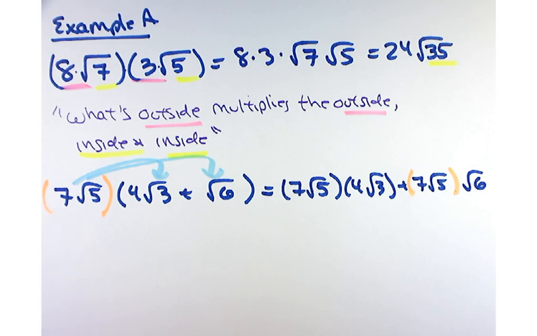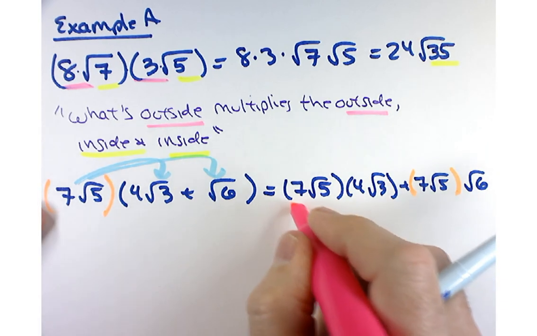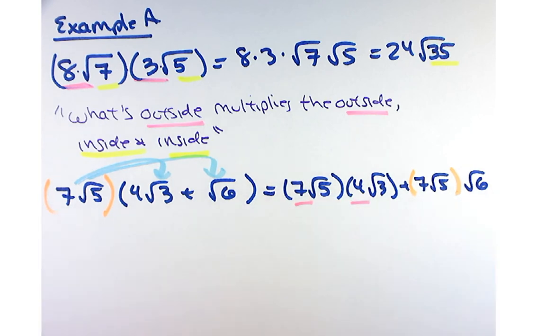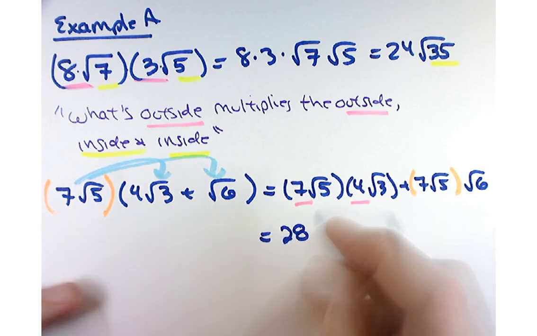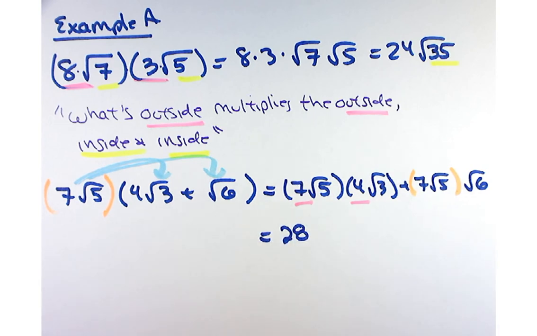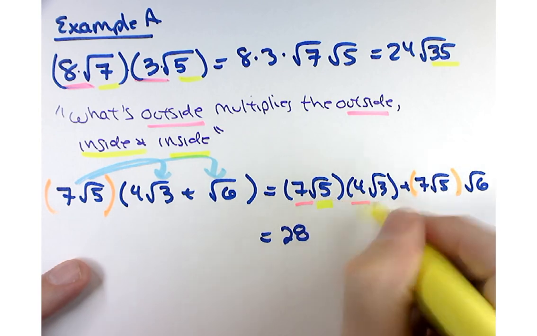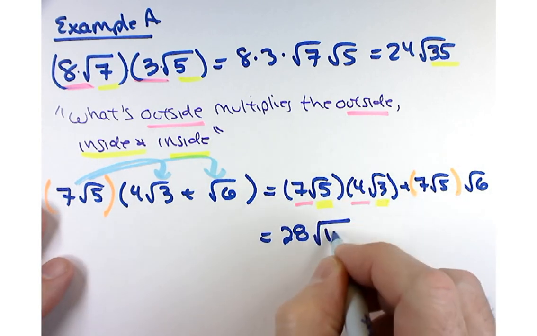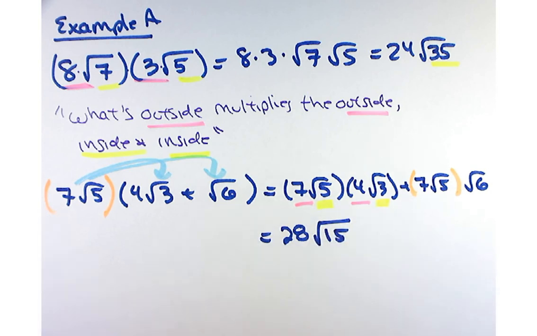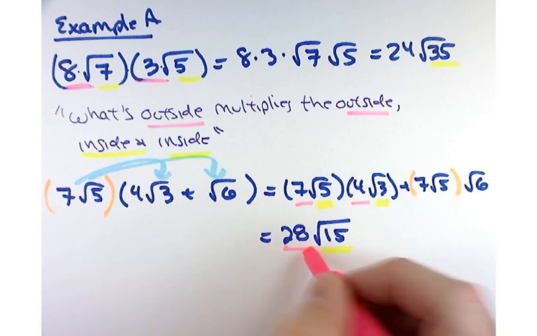Now what I said just a minute ago still applies here. The outside stuff is going to multiply together. So 7 times 4 is 28. And the inside stuff is going to multiply together. 5 times 3 gives me 15, but that 15 is going to be under the square root here. So we'll keep that in yellow, and the product here is in pink.